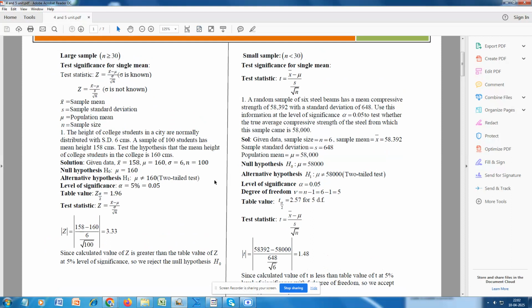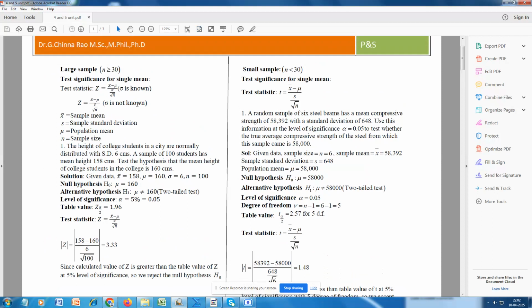Friends, today I am going to explain large and small sample tests. Large sample is when n is greater than or equal to 30, small sample is when n is less than 30, and we will cover the test of significance for a single mean. To learn both the small and the large, we have to get used to this terminology.